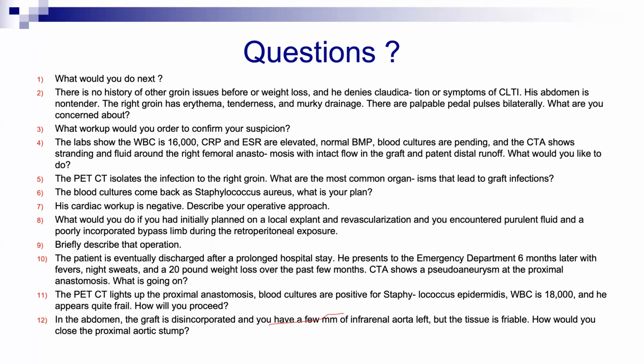But if you go to an infected field and you have to close the stump and then do axillo-bifem, then you close the abdomen, you may wait and see if there is good circulation, good collaterals, and then you don't need the axillo-bifem. If the patient gets rest pain, you can do axillo-bifem. So you can argue this way.